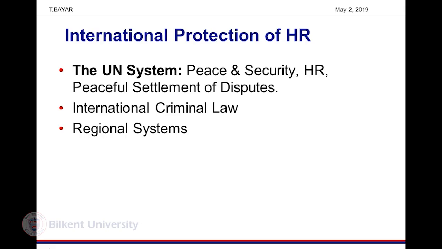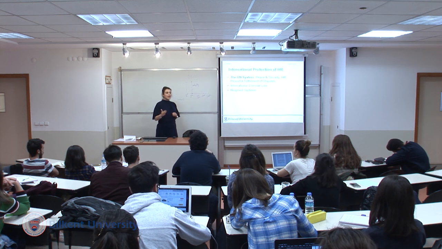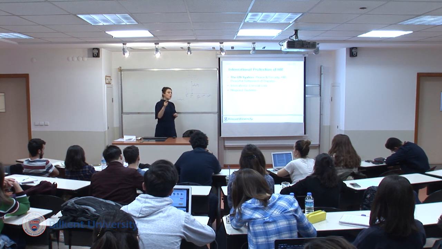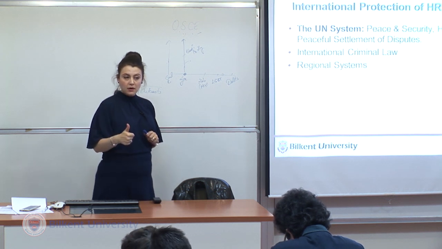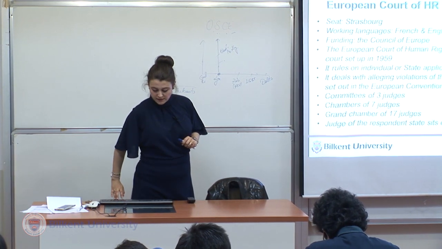International criminal law, we have studied it all together. This branch of international law is also established for the protection of human rights from grave crimes. We have numerous regional systems, like the example we have given of the European Court of Human Rights. Therefore, when states are unwilling or unable to fulfill their duties to protect human rights, then the regional or international level steps in. All right? But the state must be either unable or unwilling. It is the job of the state, it's the duty of the state, to protect human rights.